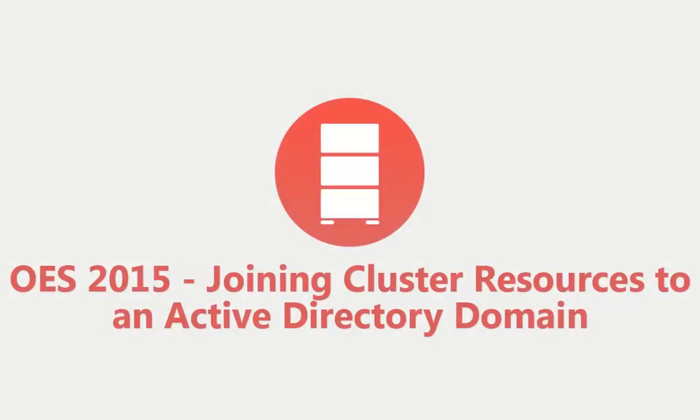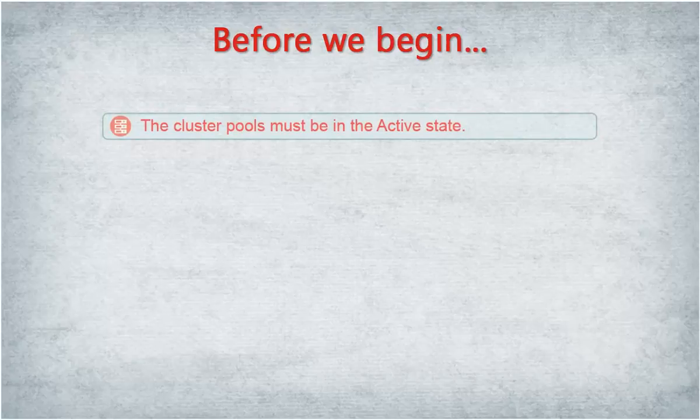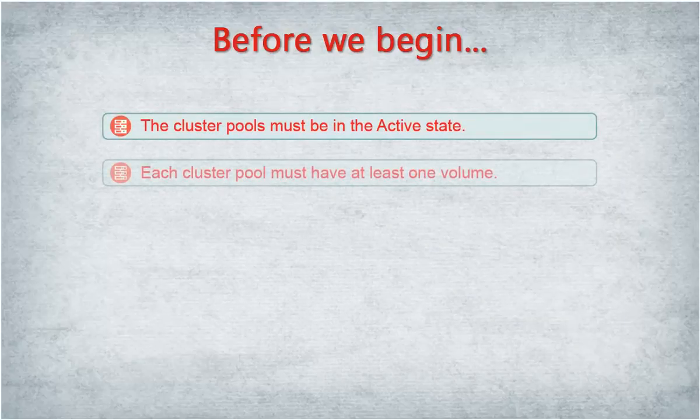This demo shows how to join an OES cluster resource to an Active Directory domain. Before we begin, there are a few prerequisites that we need to be aware of. The cluster pools that you plan to join must be in the active state. Each cluster pool must have at least one volume and the volume must be in an active and mounted state.